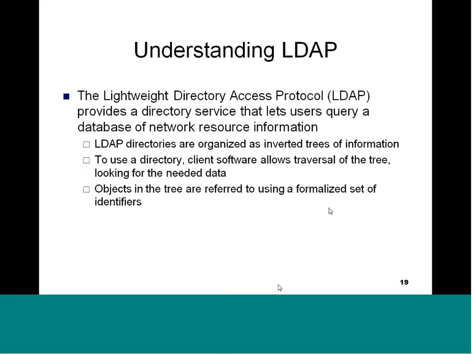Now let's look at LDAP, or Lightweight Directory Access Protocol. This provides the directory structure that lets users query a database of network resource information. LDAP directories are organized as inverted trees, and in order to use the directory services, the client software allows traversal of the tree looking for the needed data. Objects in the same tree are referred to using a formalized set of identifiers. So that's pretty much the Lightweight Directory Access Protocol.